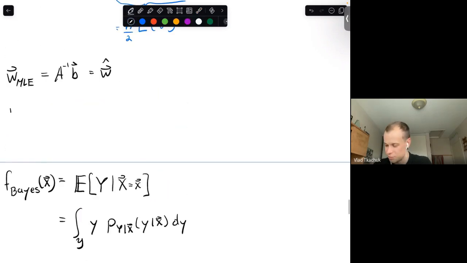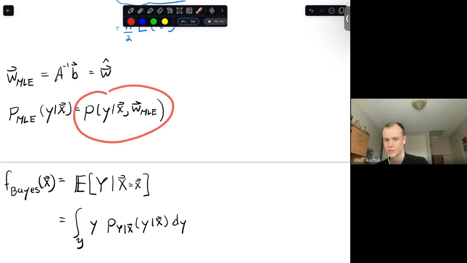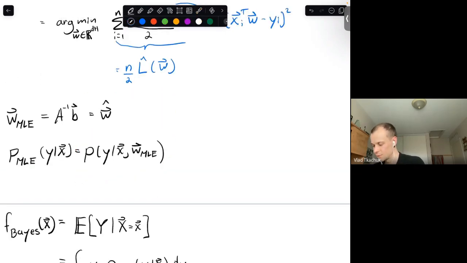So our estimate is PMLE. That's going to be our estimate. This is this conditional PDF. What is it? Well, this thing is just P of y given x with W MLE, right? And what is this conditional distribution? Well, it's 1 over square root 2 pi. This is just the definition of the conditional PDF with the actual parameters plugged in.